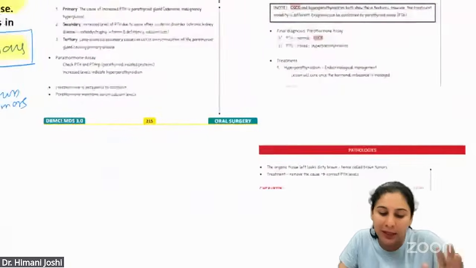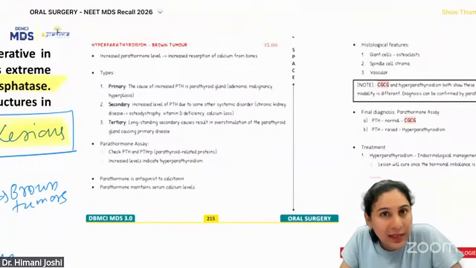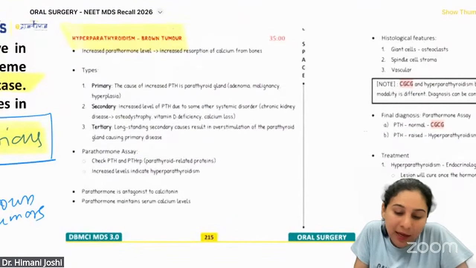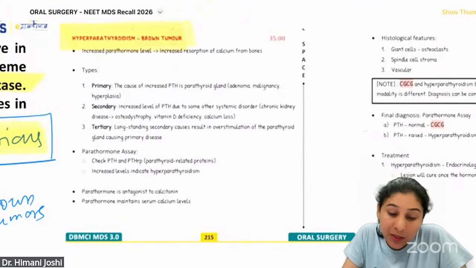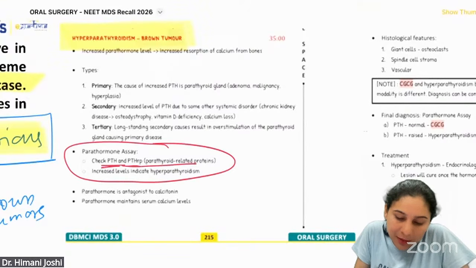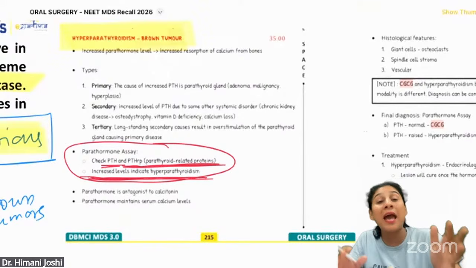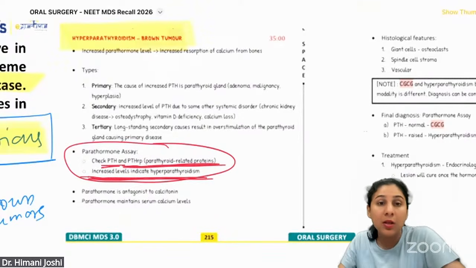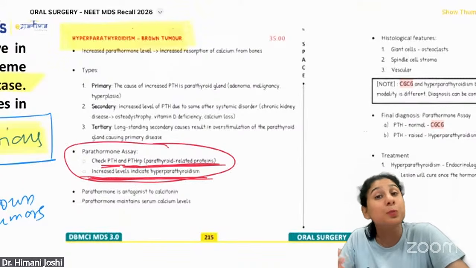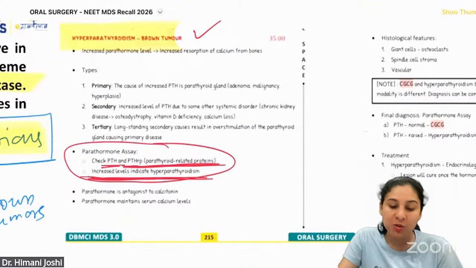And again, I'm very happy that in our notes, we have taught it in much detail that hyperparathyroidism or brown tumor, you can judge when there is PTH and parathyroid related protein increased levels in hyperparathyroidism. So as soon as you see a giant cell lesion which says that it is increased PTH, close your eyes and mark brown tumor. All right, just mark brown tumor.